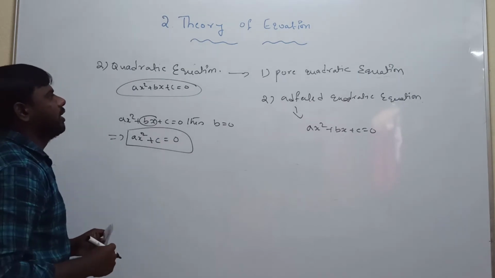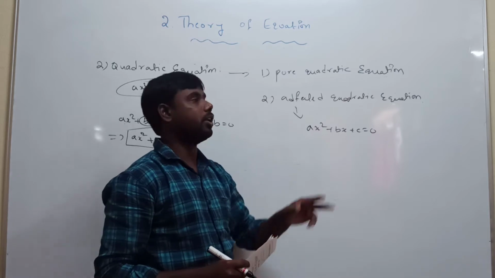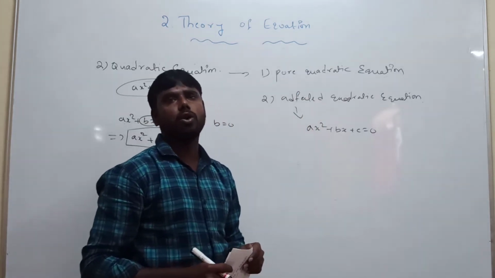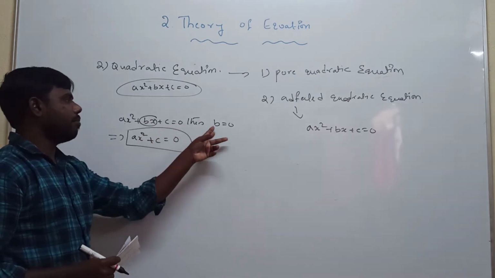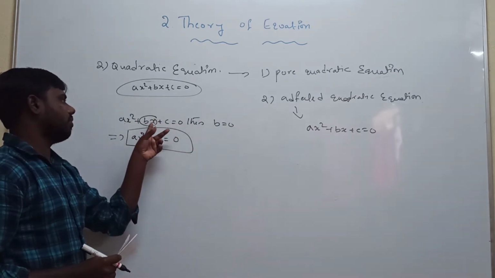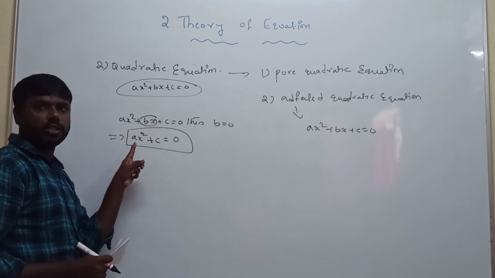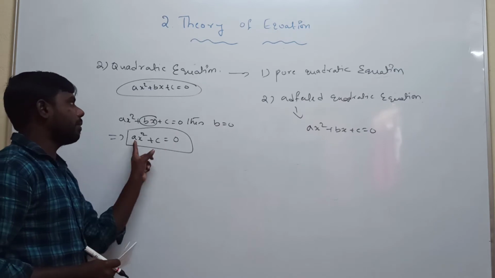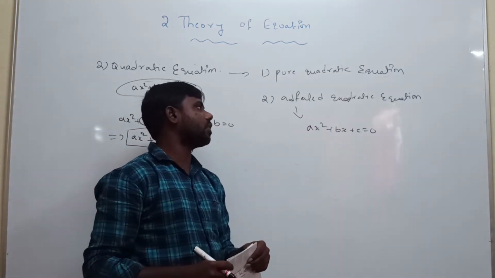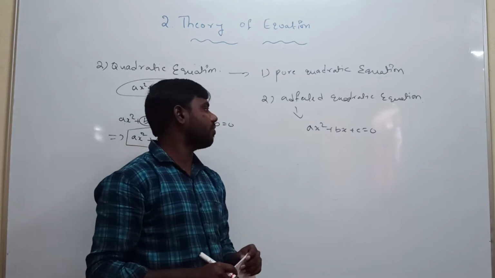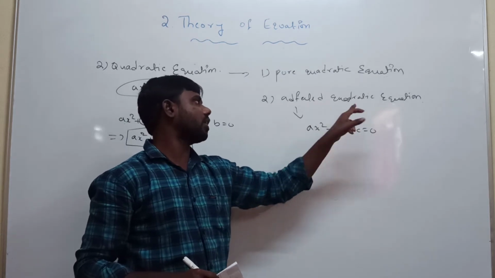So next one, there are two types: pure quadratic equation and affected quadratic equation. The pure quadratic equation means in the quadratic equation ax square plus bx plus c equal to 0, the b value is 0. Substitute b value as 0 in the given equation, then reduce this equation. What is the final equation? ax square plus c equal to 0. This type of equation is called pure quadratic equation. The second one is affected quadratic equation. Means the quadratic equation ax square plus bx plus c equal to 0 is called affected quadratic equation.